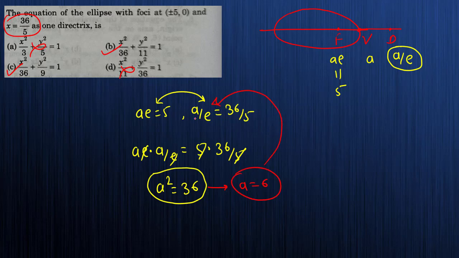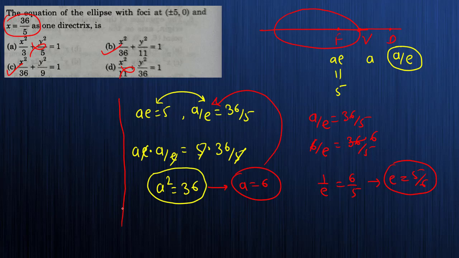Okay, so A by E is equal to 36/5. Substitute A equal to 6 in this equation. It is 36/5. This 6 goes over. So 1 by E is equal to 6/5. So how much is E? E comes to 5/6. Okay, if E is 5/6, can you find out the value of B square now? Because you know the A square, sorry, you know the A square and you know the E square. Easily we can find the B square.